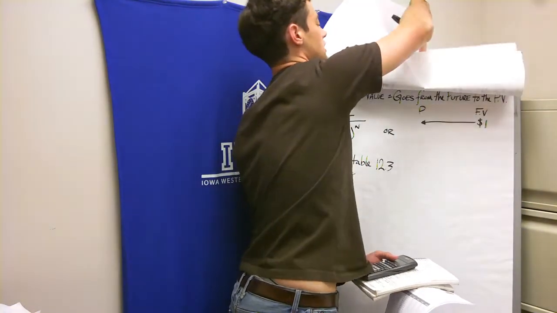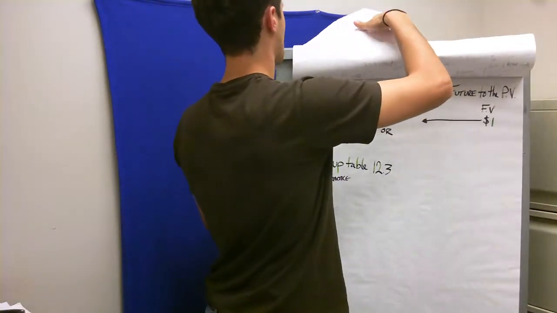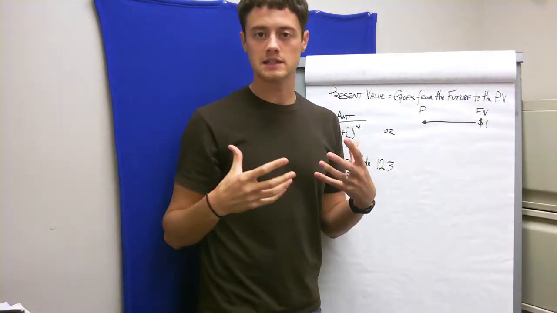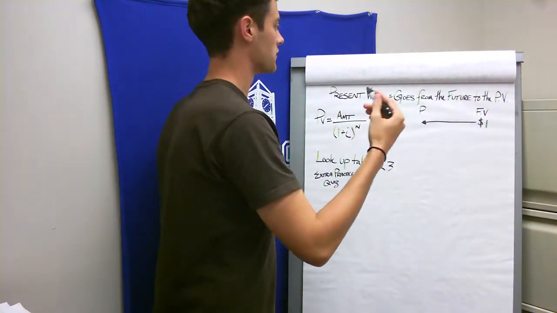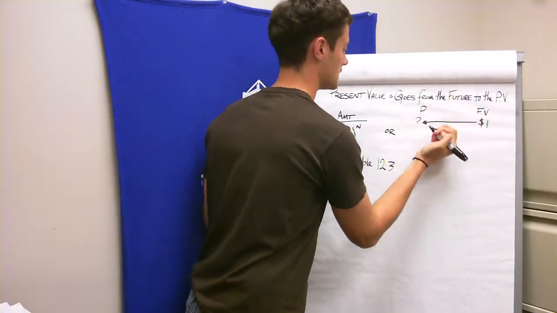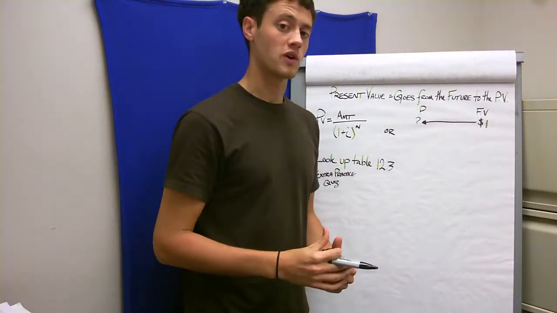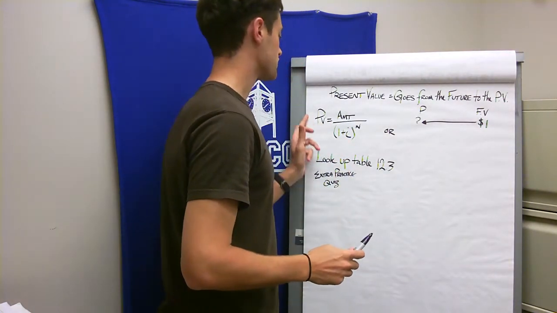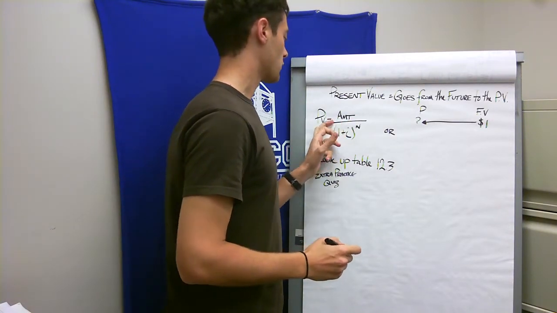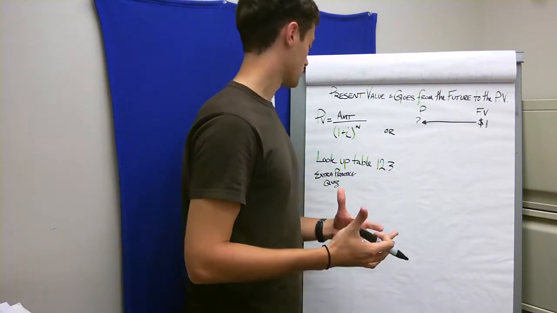Now what happens if we know how much we want to have in the future? How much do we invest now? And that's actually called the present value. What do we need now to be able to have an amount in the future? So if we want $1 in the future, what do we need to put in today? And so you can either use the table, 12.3, or you can use a formula. The present value formula is the amount divided by 1 plus the interest rate to the number of periods degree.